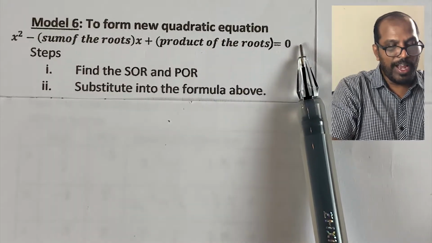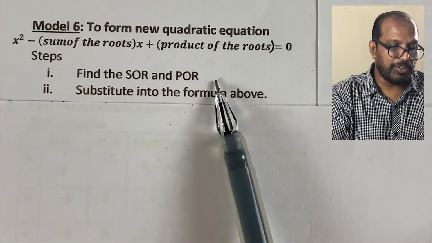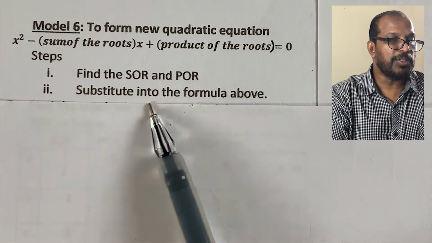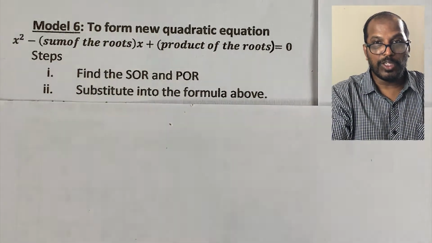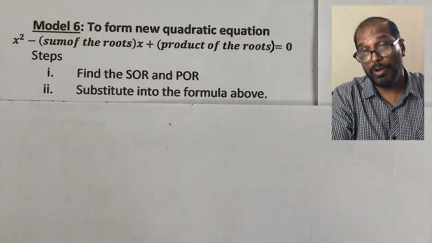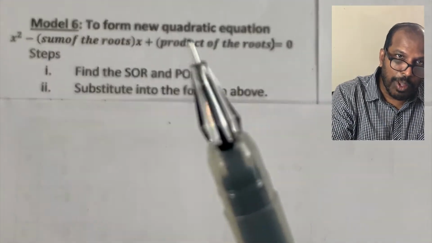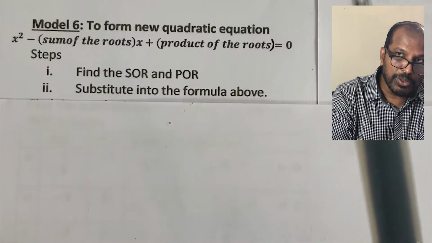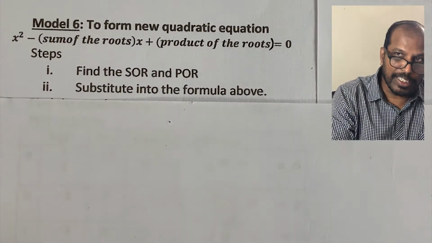That means to find any quadratic equation, step number 1 is to find the sum of the roots and product of the roots. Then secondly, we substitute into the formula above. This is the formula given. So we have 3 formulas altogether in this chapter. 1 is alpha squared plus beta squared equals (alpha plus beta) power 2 minus 2 alpha beta. This is the first formula.